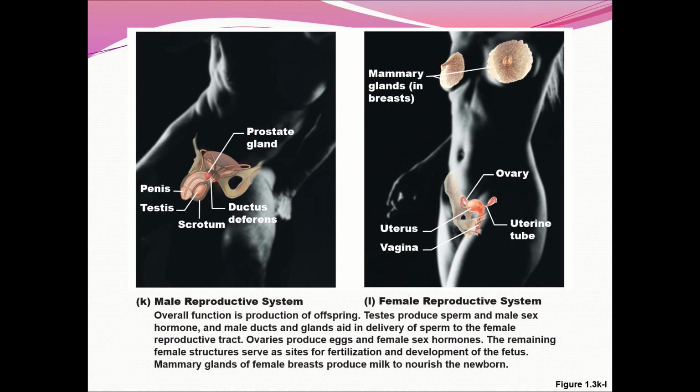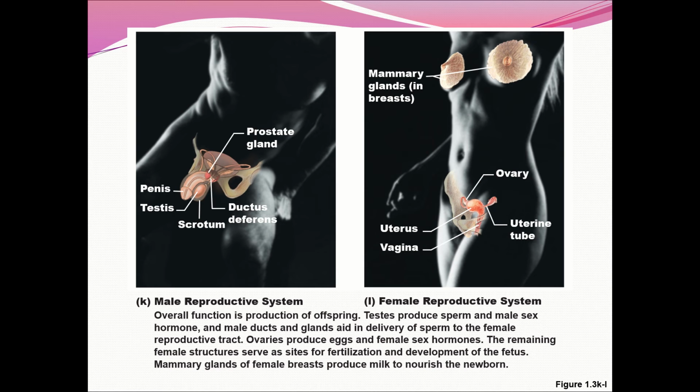And then the secondary sex characteristics are called mammary glands, and they develop in breasts to provide milk. So the overall function of the reproductive system is the production of offspring. Testes produce sperm and the male sex hormone, and the male ducts and glands aid in the delivery of sperm to the female reproductive tract.